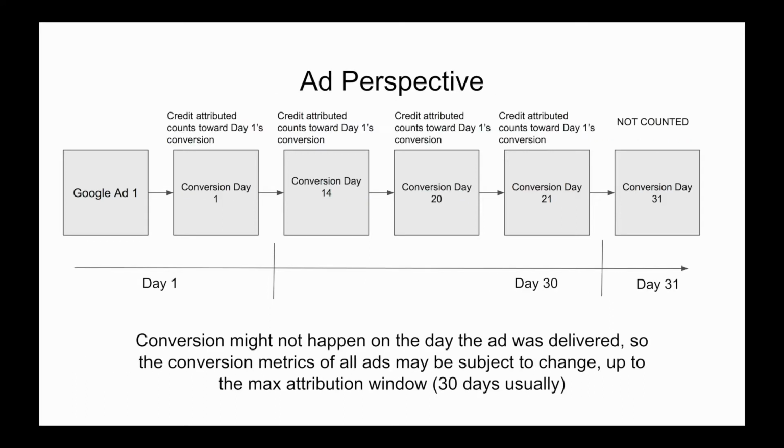On the other hand, when we're dealing with the ad perspective, we anchor our attribution model on a specific ad. For example, here we're anchoring on the first Google ad. Instead of looking back, we look forward into 30 days in the future. And as long as a conversion happened within the 30-day window and is related to the delivery of the specific ad, we assign this credit back to the ad on day one.